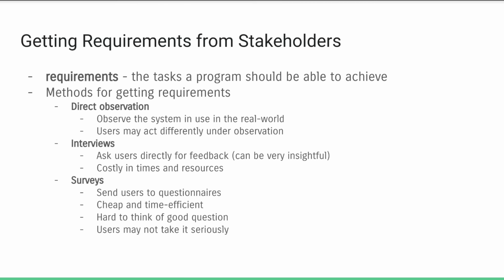Now, some ways to get requirements for a software could be giving them that software, or looking at the way that they use other software. And that can be done through direct observation. We can observe how they use a software system, either their existing software system or a new software system that we're giving them in the real world. So we basically just watch them. One of the drawbacks of this is that users may act differently under observation. Although this data can be very useful, I mean, there's nothing better than seeing how users use software in their intended environment.